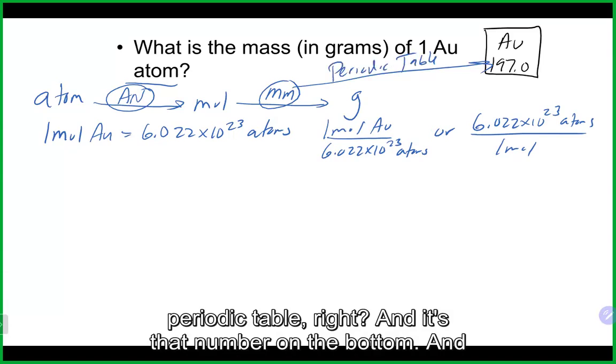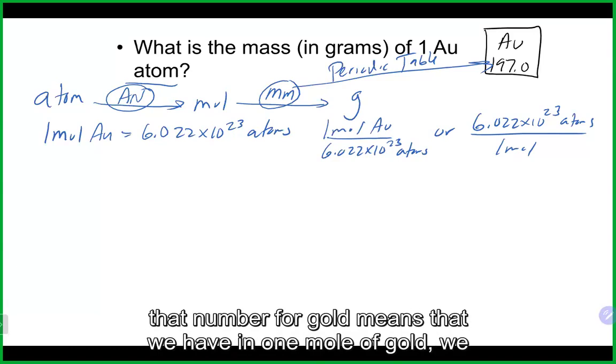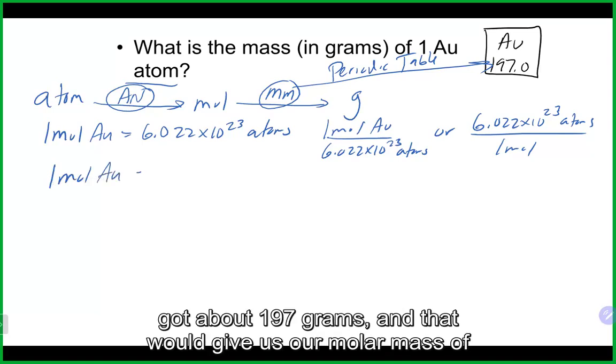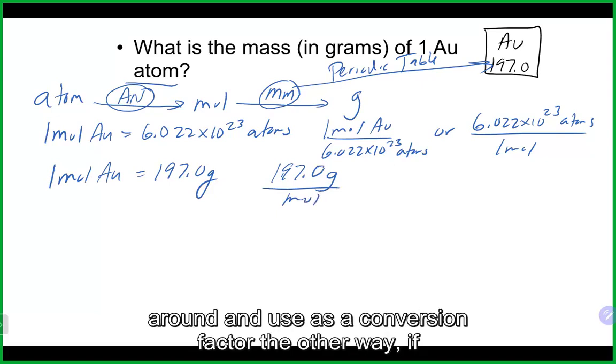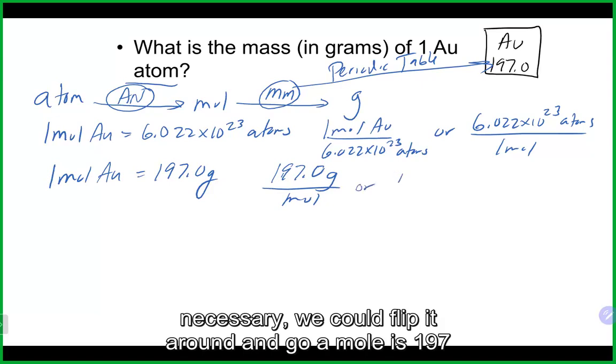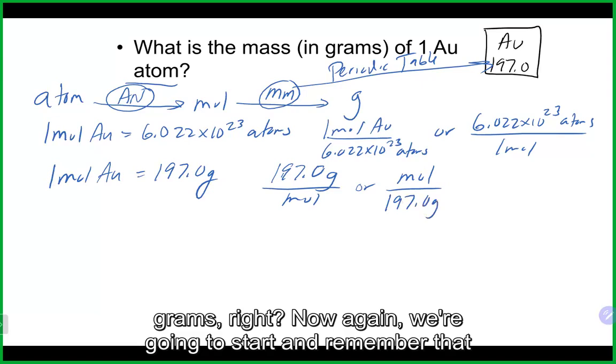And it's that number on the bottom. And that number for gold means that in 1 mole of gold, we have about 197 grams. That would give us our molar mass of gold, 197 grams per mole. We also could flip that around and use it as a conversion factor the other way if necessary. We could flip it around and say a mole is 197 grams, right?